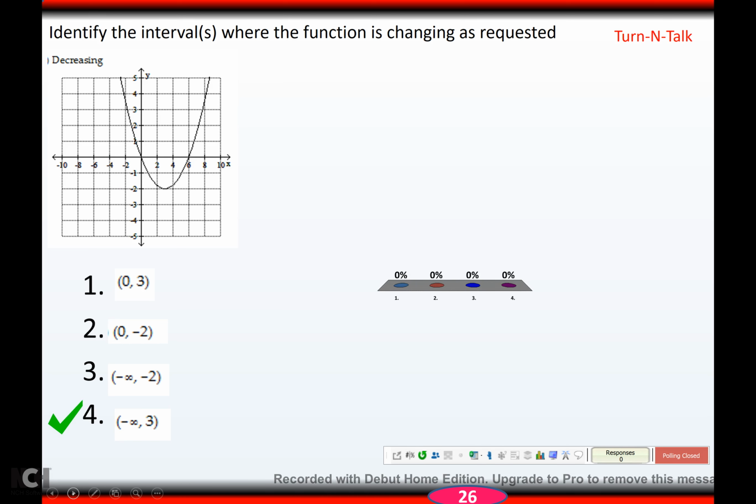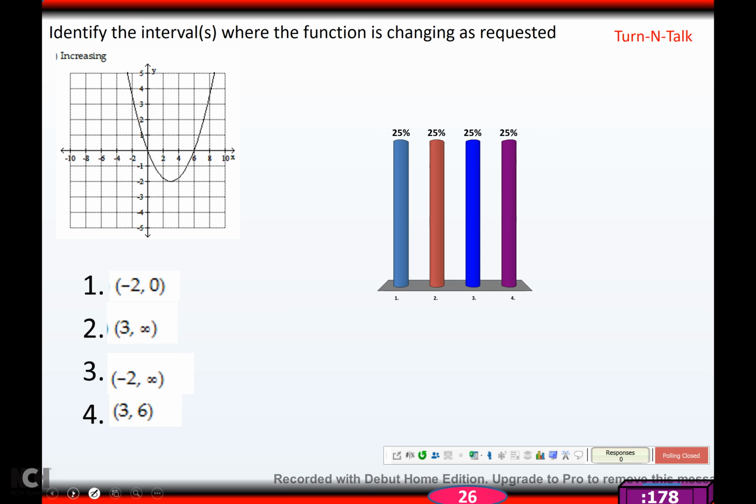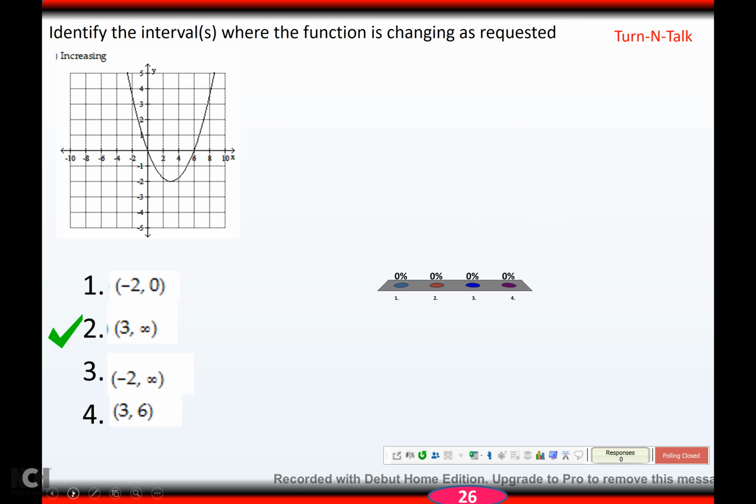And you get negative infinity to 3. Here's where it's decreasing, to this point right here. So there's my decreasing interval on the x-axis, which goes from negative infinity to positive 3. Okay, increasing: hit pause, come back when you're ready. And it's increasing starting right here. Now it's coming up, so that goes from here forever, and that starts at 3 and goes to infinity.